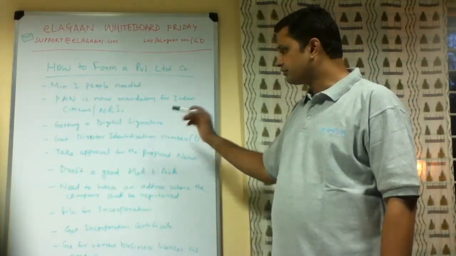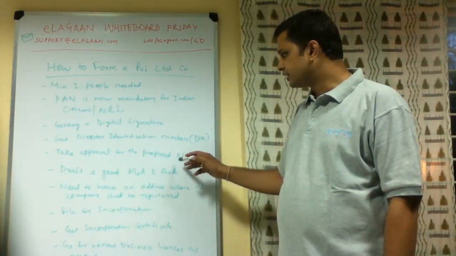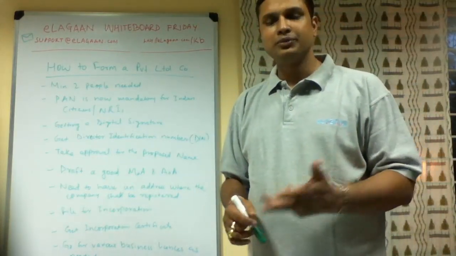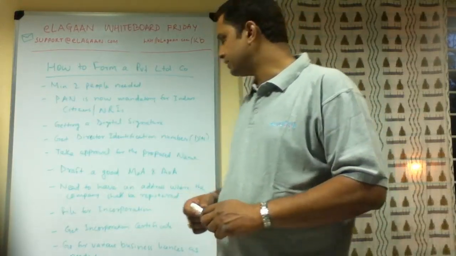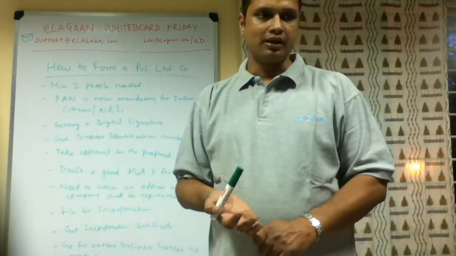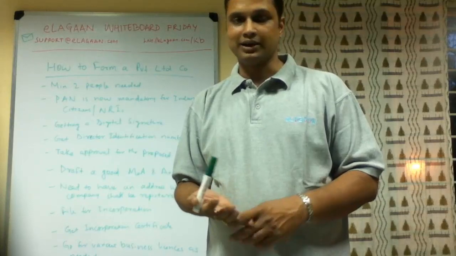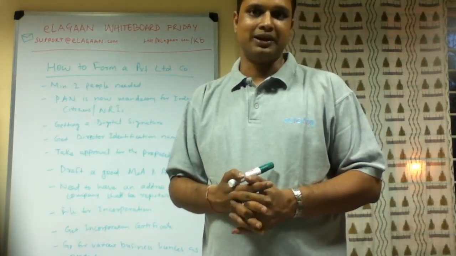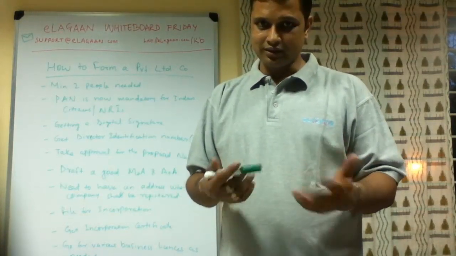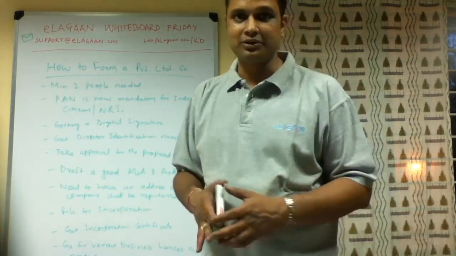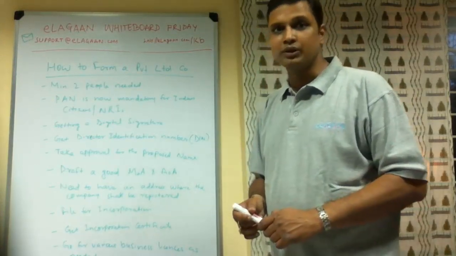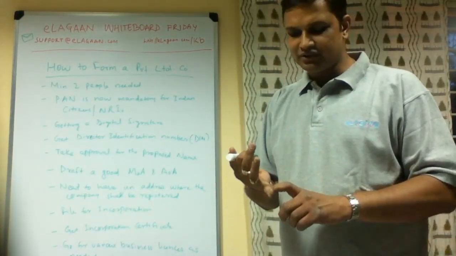Once you have the DIN and the digital signature, the first step is to get an approval for the proposed name. Whatever name you want to start the company with needs to be approved by the ROC, the Registrar of Companies. During the name approval we should make sure that it is not very similar, even phonetically, to an existing company. Many people just say that they have a different spelling than an existing company, but it should not be even phonetically similar, and it should not be very close to big brand names either. These are a few things that ROC looks at while deciding whether to approve or reject a name. So make sure your name is unique.